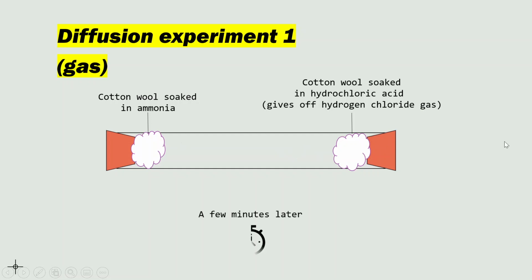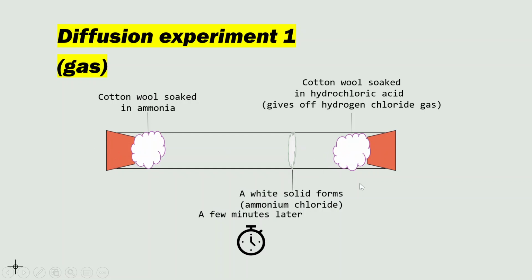A few minutes after setting up this experiment, you will see a white solid forming right here, which means that the ammonia diffused faster than the hydrogen chloride gas. This solid that has formed is a reaction between the hydrogen chloride gas and the ammonia, forming ammonium chloride. So this is proof that particles did move from here, and they also moved from here.